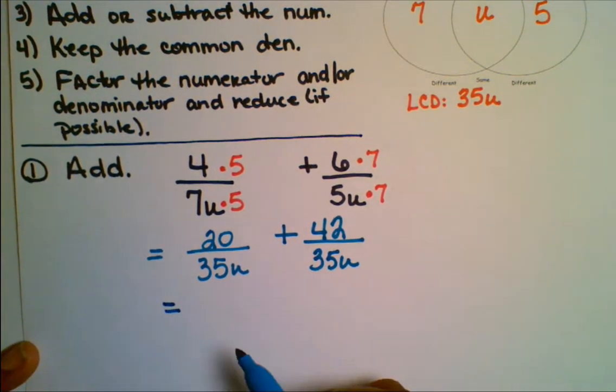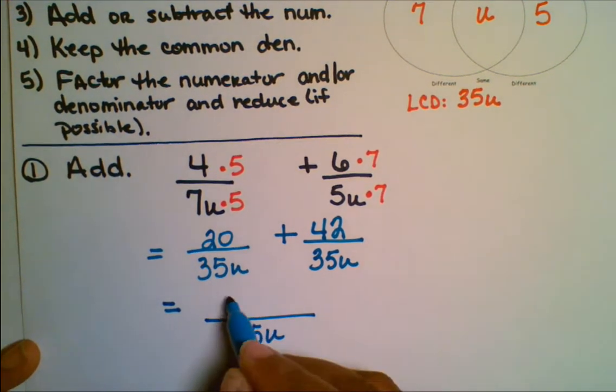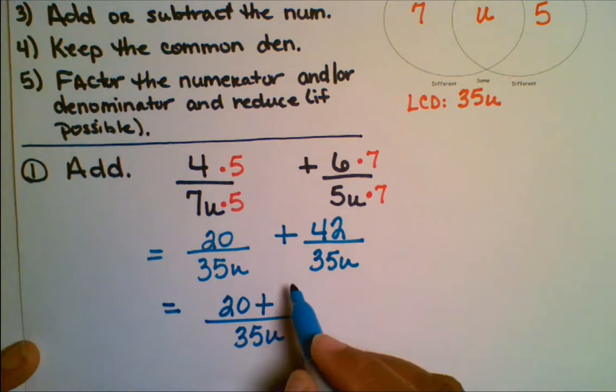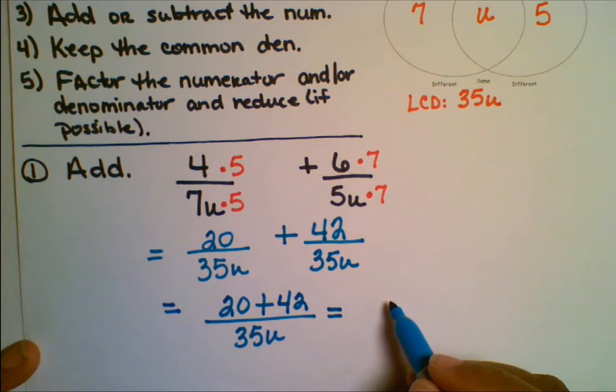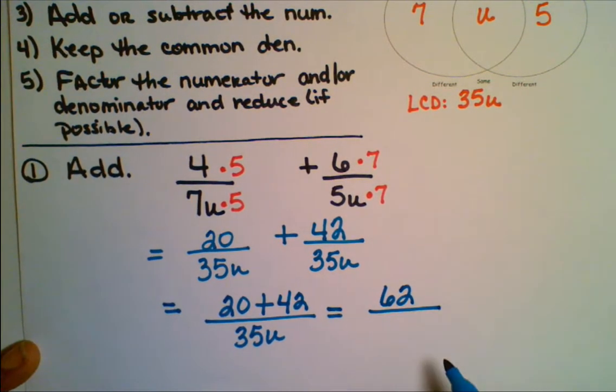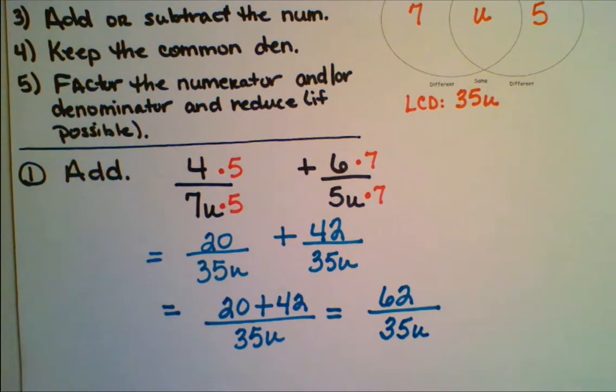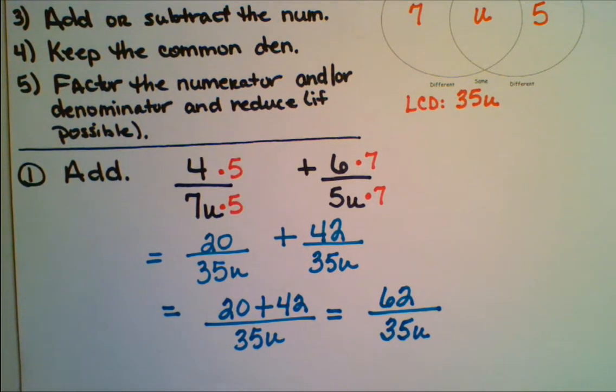Now we have a common denominator, 35u. Bring together your numerators, 20 plus 42. Add those together, 20 plus 42, which gives us 62, all over 35u. And that is our solution.